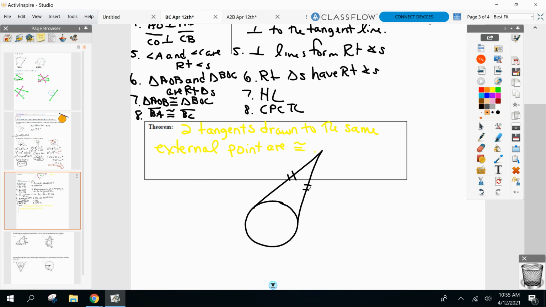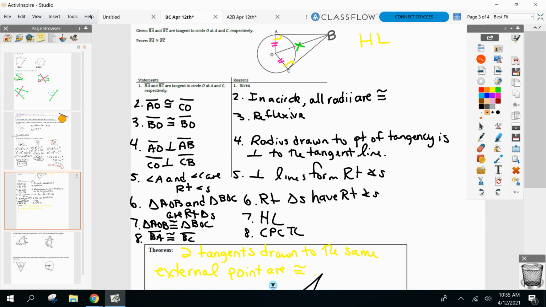Aren't AB and BC segments? You could write in tangent segments if you wanted to. Yes, they're part of tangents. Didn't you say that tangents have to be lines? They do, but here's the thing. I could continue these on, and those parts, AB and BC, would be congruent. Okay? So I could modify that and say two tangent segments drawn to the same point. No, I just in the definition said lines. Yeah, it's part of a line. But the ones that are drawn to the same point are equal.